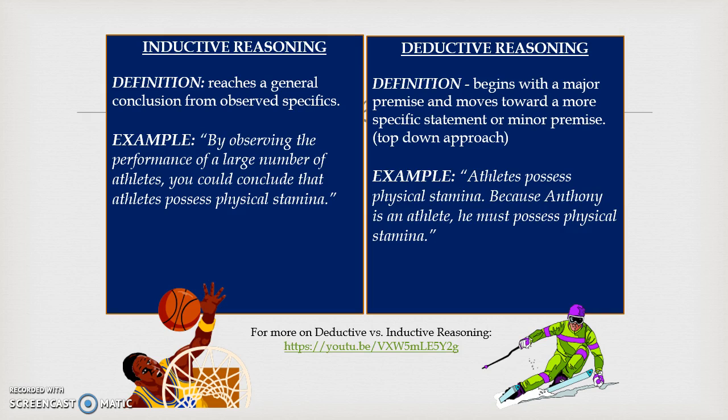Top-down approach. Example: athletes possess physical stamina. Because Anthony is an athlete, he must possess physical stamina. For more on inductive versus deductive reasoning, check out this link.